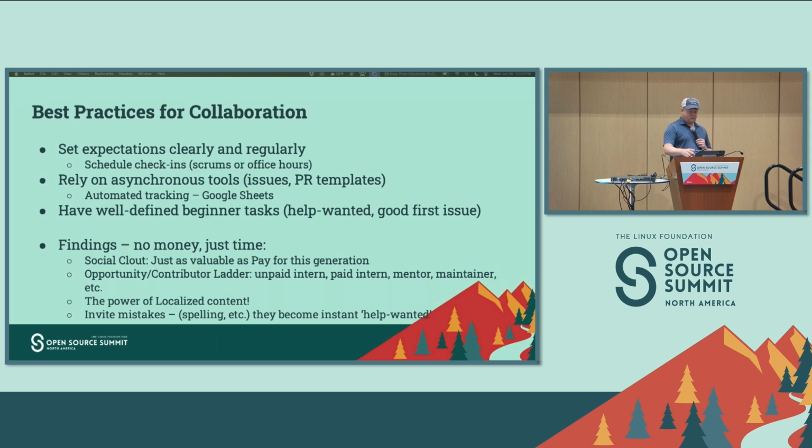So I'm going to wrap up here in the next slide or so, but really the best practices for collaboration we feel are to set the expectations clearly and regularly, right? We have office hours or regular scrums and check-ins. Rely on asynchronous tooling like issues, PRs, and templates of the sort, templates for things like cloud hosts or cloud VMs, and have very well-defined beginner tasks.